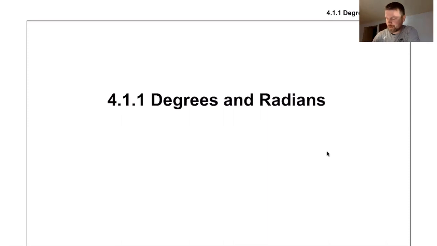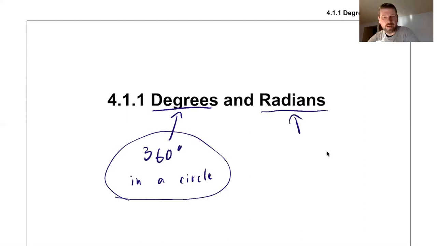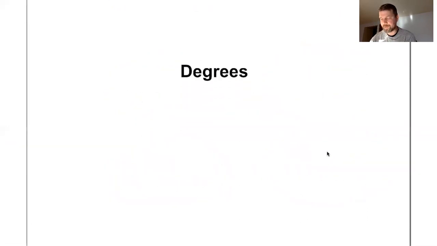All right, hello. Today's lesson is on 4.1.1 degrees and radians. Degrees and radians are just two different ways of measuring the size of an angle. Most of you are going to be pretty familiar with degrees, the fact that there's 360 degrees in a circle. With radians, there are 2 pi radians in a circle. All right, first off is degrees. There's not a lot to talk about here.